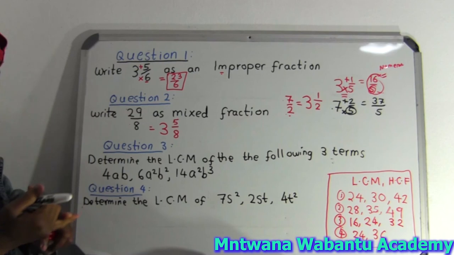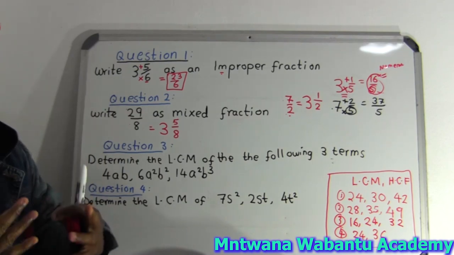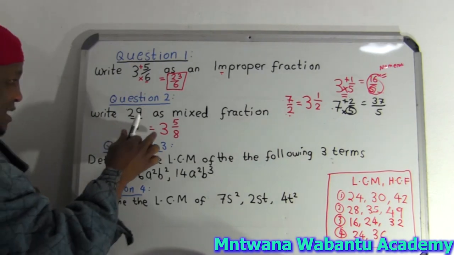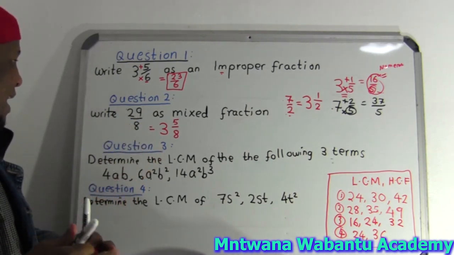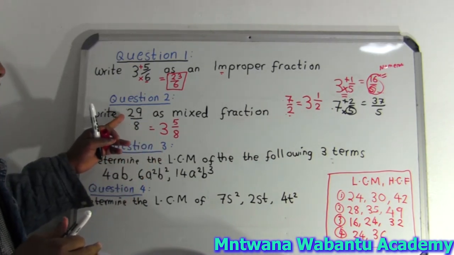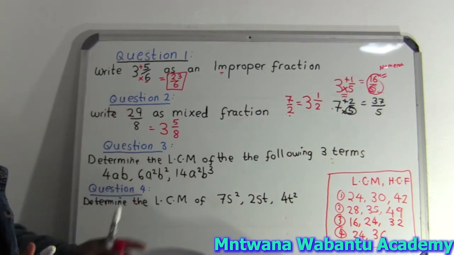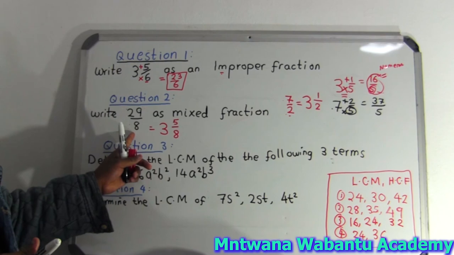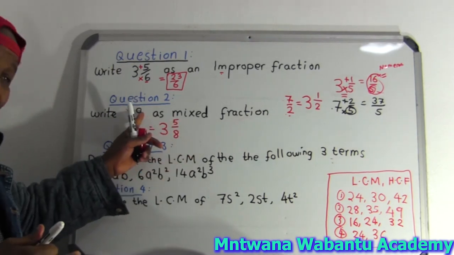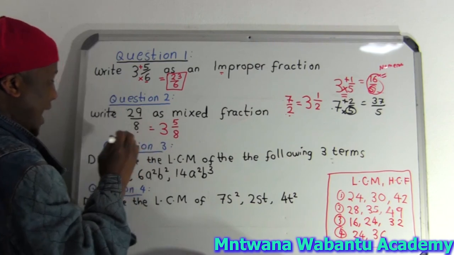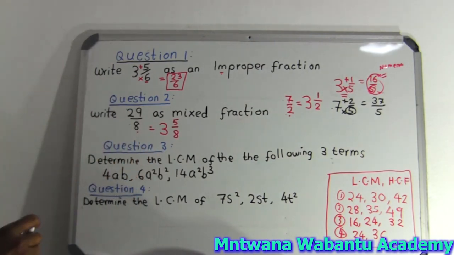Look, how many 8s in 29? 8, 8, 8, which is 24. So there are 3 eights. From 29, if we take 3 eights, which is 24, how much are we left with? We're only left with 5. From 29, we'll be left with 5. So you put it over that number, which is 8. So we have already gotten the mixed fraction.